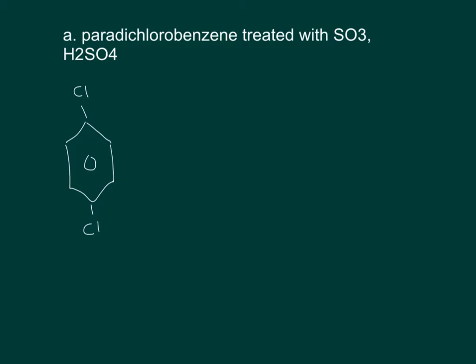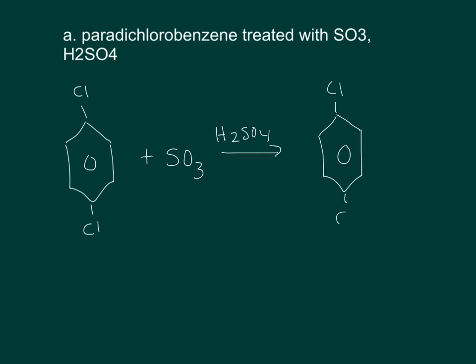The last problem in this set is a sulfonation reaction. We're going to add sulfur trioxide, or SO3, with a sulfuric acid catalyst, which goes above the arrow, H2SO4. The product will be paradichlorobenzene, and the sulfur trioxide and the sulfuric acid create an SO3H electrophile. When I put that on the ring, I get my final product, and we're not going to put any byproducts on this reaction.